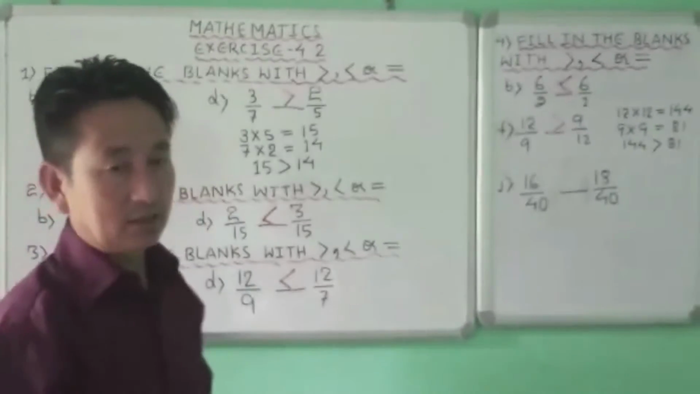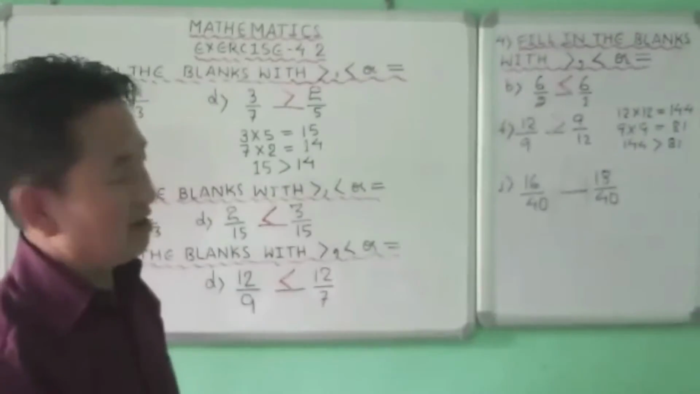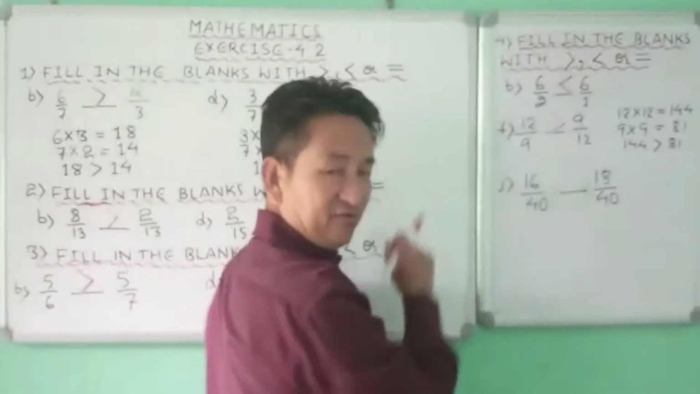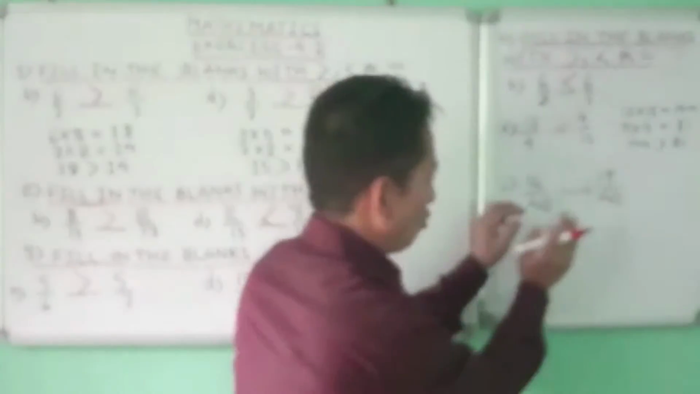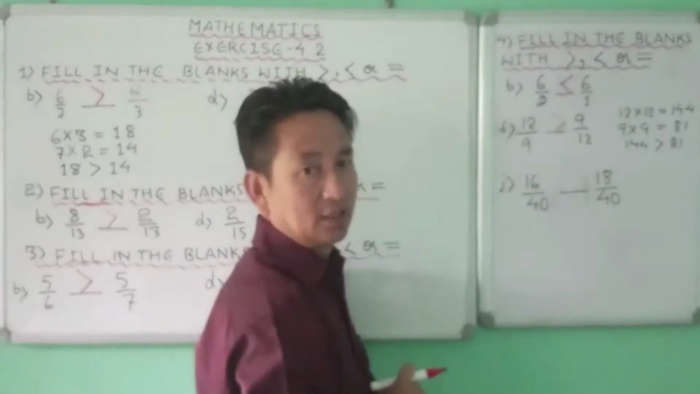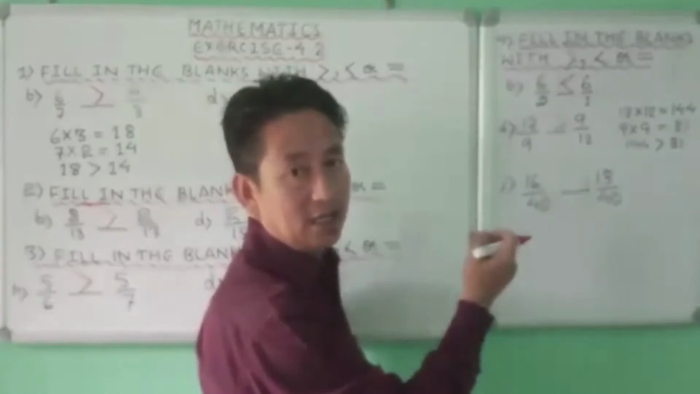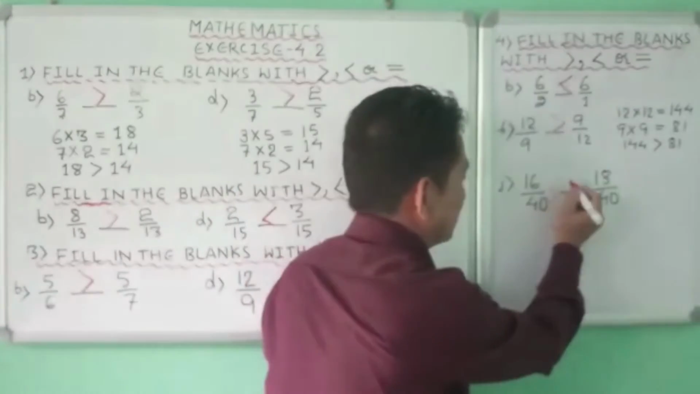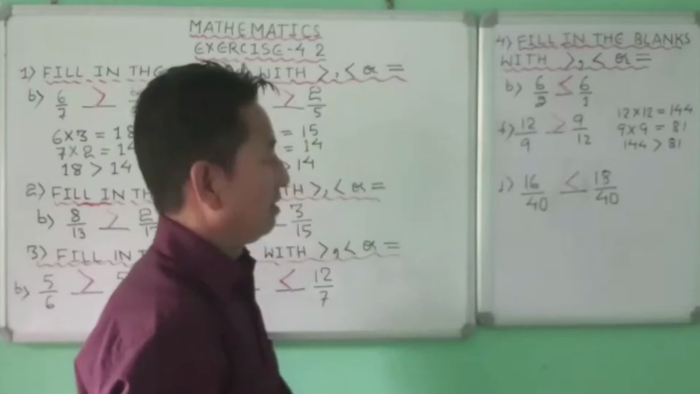Now next, last one, J. 16 by 40 and 18 by 40. These two are like fractions because their denominators are the same. So omit this. Which one is greater, 16 or 18? 18 is greater than 16, or 16 is less than 18. So 16 by 40 is less than 18 by 40.